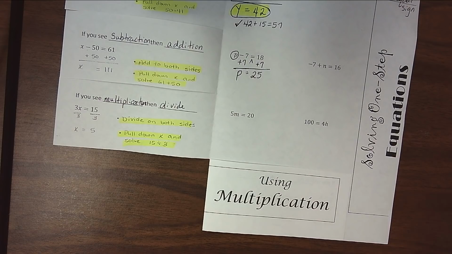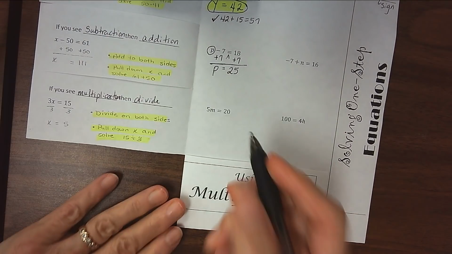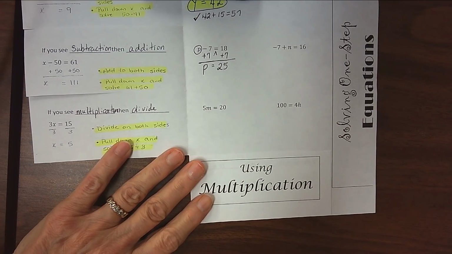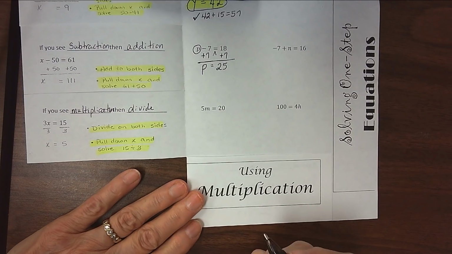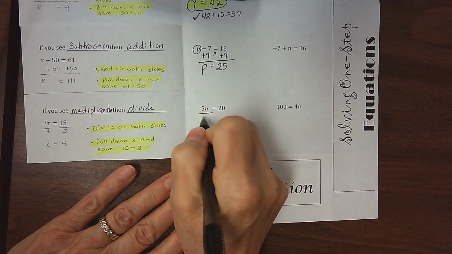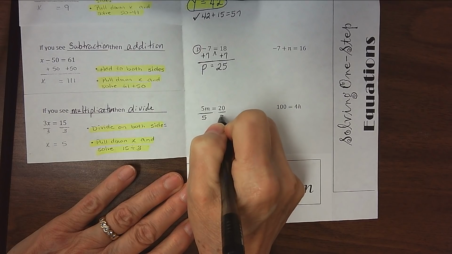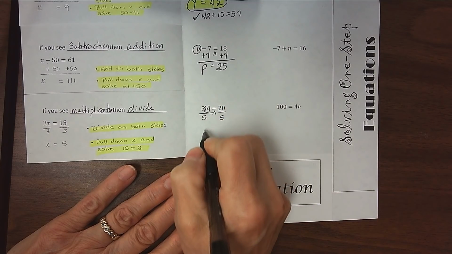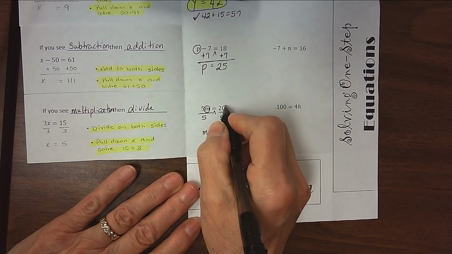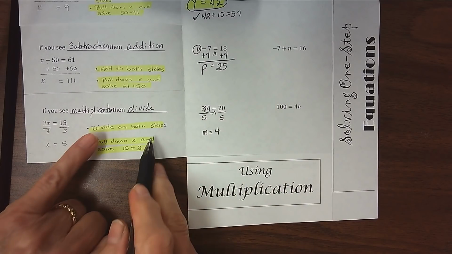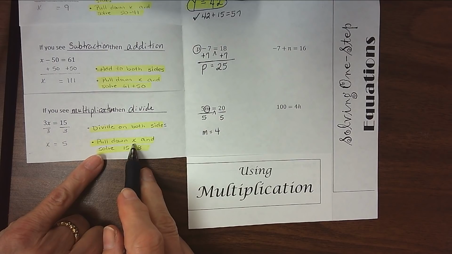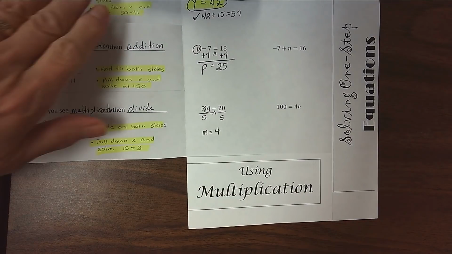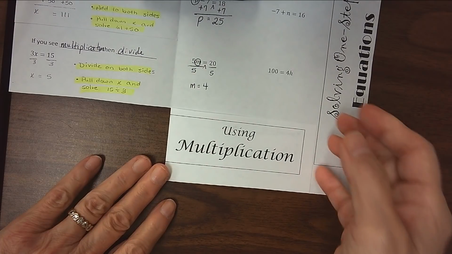So let's look at an example over here. We've got 5 times m, remember 5m means 5 times m, equals 20. So we see multiplication, which means we're going to do division. So we'll divide both sides by 5, keeping this in balance, and we want this m all by itself. Okay, so we're going to bring down the m, and 20 divided by 5 gives us 4. So divide on both sides, pull down the variable, in this case an m, and then solve the other side of the equation.